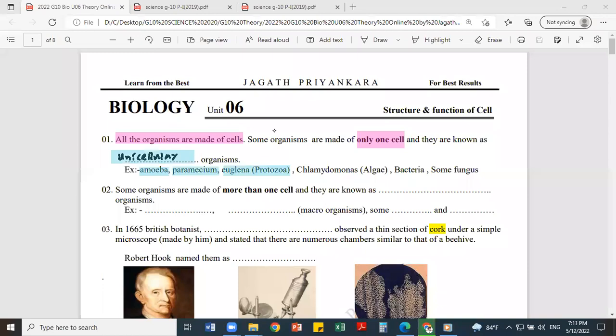And then if the organism is made of more than one cell, if I take a cell from my neck or leg, it cannot act as an organism. If you take a cell from your body, like one cell separated from your neck, it cannot act as an organism. In our body, cells are organized as tissues, organs, systems. Therefore, in multicellular organisms, cells are organized as tissues, organs. Therefore, they cannot function as one organism.